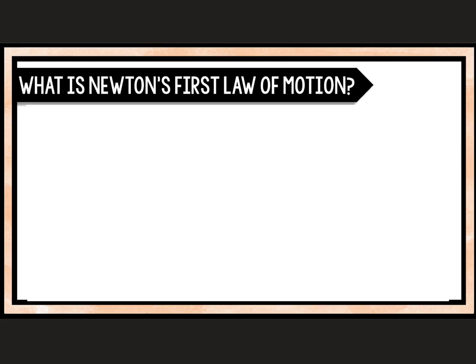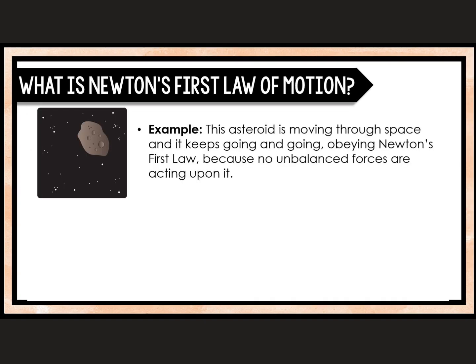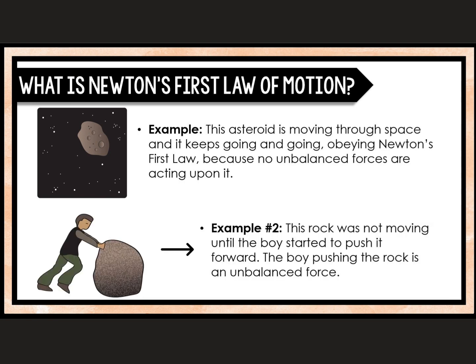Let's look at some examples. An asteroid is moving through space and it keeps going and going, obeying Newton's first law because there is no unbalanced force acting upon it. So it's never going to stop unless it has a force.